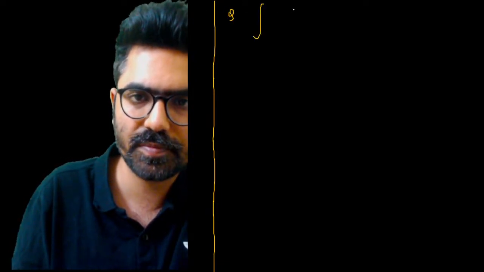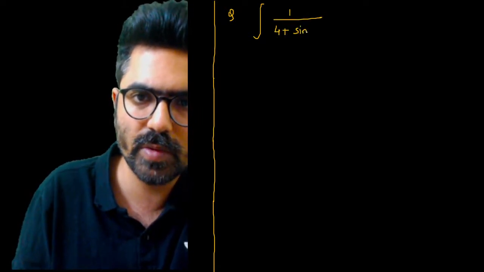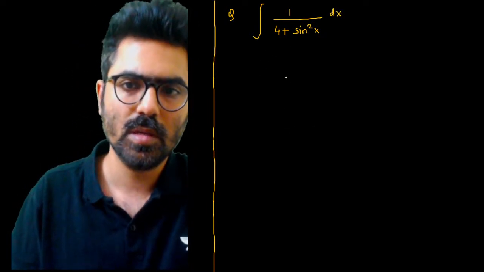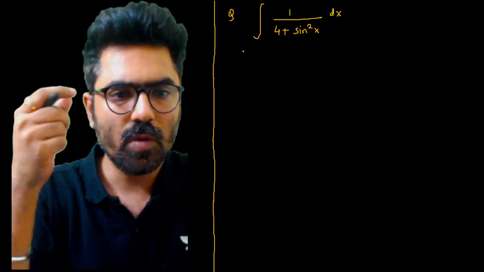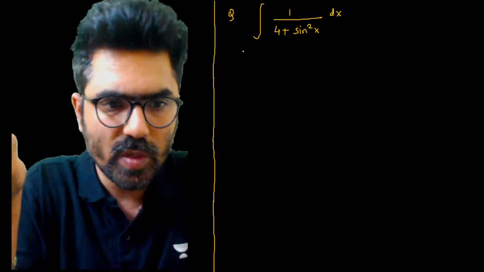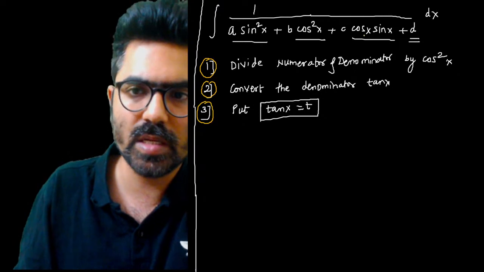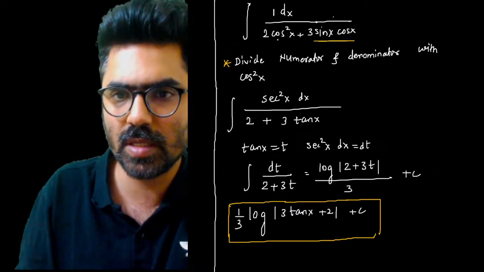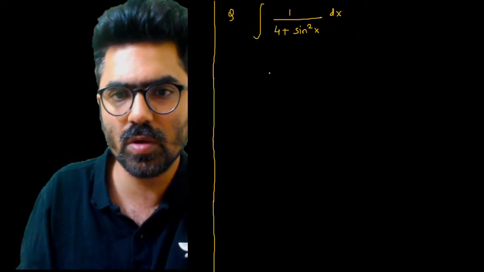Integration of 1 upon 4 plus sine square x dx. Okay. Now to solve this particular question, again we observe that the denominator has sin and cos squared. Just by observing you can say sin square, cos square, sin x cos x, like this. So when I observe this, the first step is always this: divide numerator and denominator by cos square x.